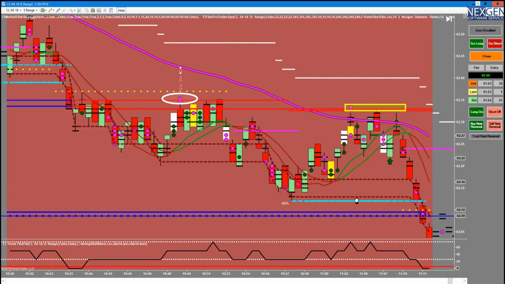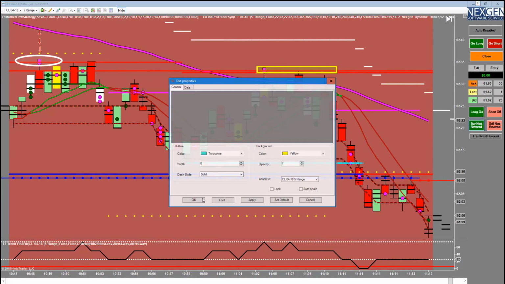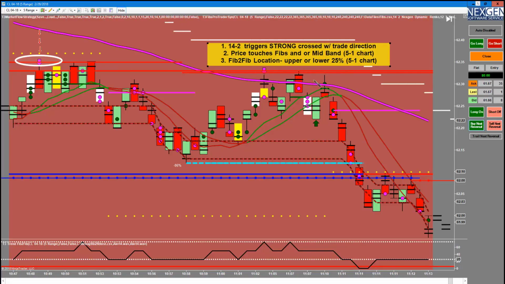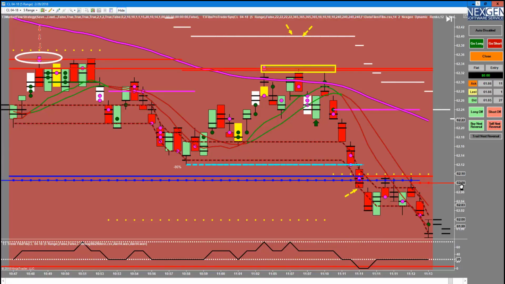This trade right here actually fit the trend trade rules. So all of the rules were met on the 5-1 chart. Triggers are strong down, touching fibs, and you can see really this is the last resistance area before the 14.2 reversal bar marker, which really makes this one textbook perfect for us for selling this area. And you can see this is the 14.2 reversal bar marker. This is the last area. And then obviously we watch our Fibonacci support for a target, which was 20 ticks away.